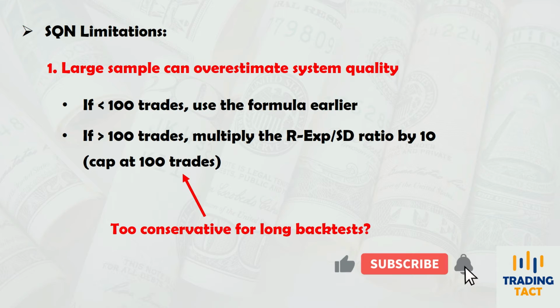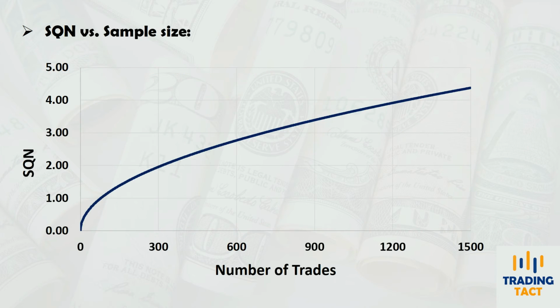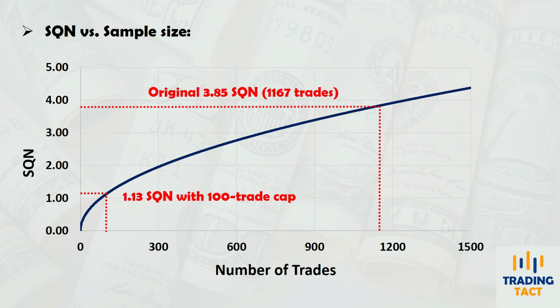I will illustrate this using the system above, which produces a SQN of 3.85 after about 1200 trades. Here's how the system's SQN varies as sample size increases. If I use the sample size of 100 instead, the SQN plummets to 1.13. Using Dr. Tharp's benchmark table shown earlier, this has transformed the system from excellent to average. So if you have a long-term backtest like the one above, you will probably overestimate your system's quality. And if you artificially cap your sample size at 100, your system will become almost untradeable.